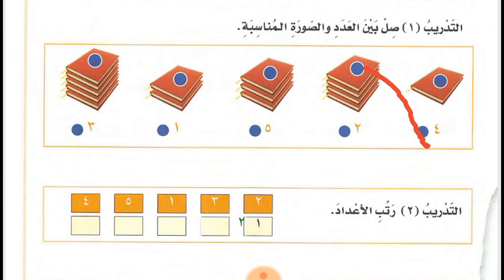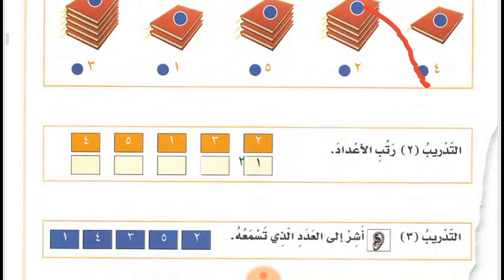Then we have another question, Tadrib Awwal, sil bayna al-adad wa as-surati al-munasiba. Join the number with the appropriate picture. In the first picture we have one book. So one is called wahid. We will join this first picture with wahid, which is the number written fourth. Fourth blue dot. So join the blue dot of the first picture with wahid. Okay. Similarly, tell me about the other pictures. I'll join to arba'a, okay. The next one I'll join to thalatha. Good. The next one, I'll join to ithnan. Yes. And the last one, I'll join it to khamsa. Correct.